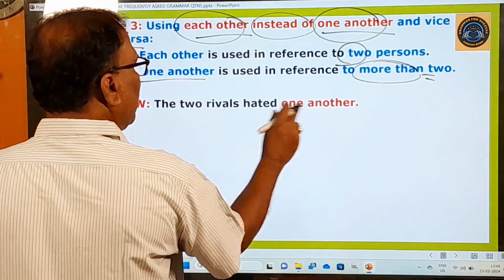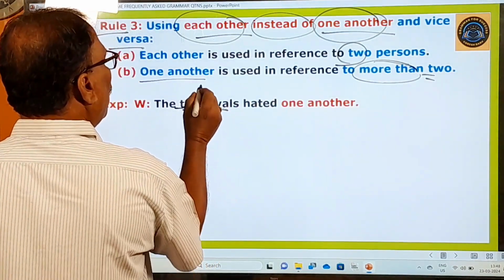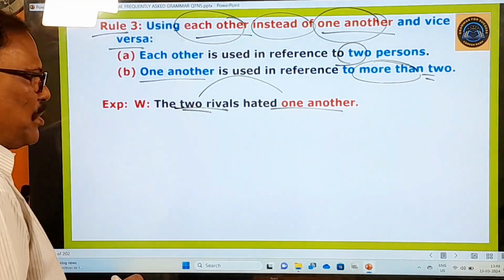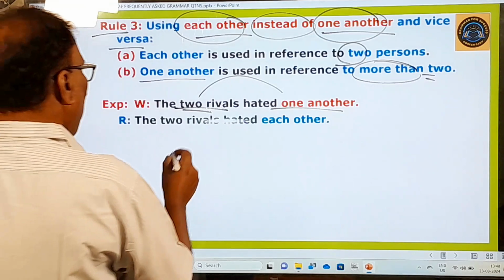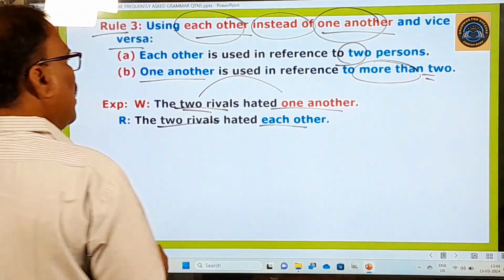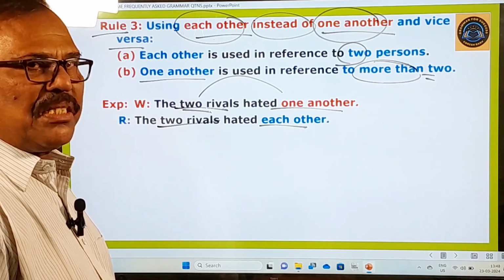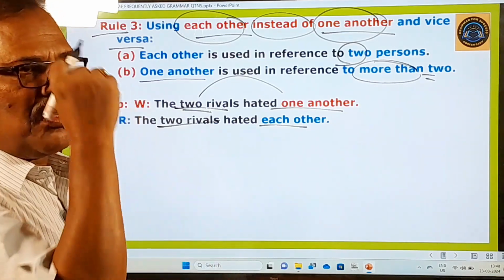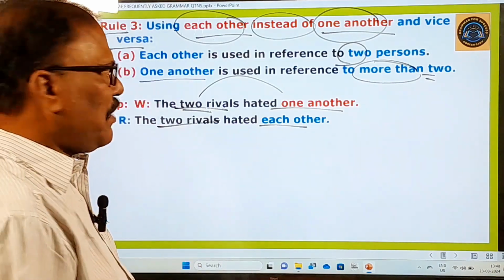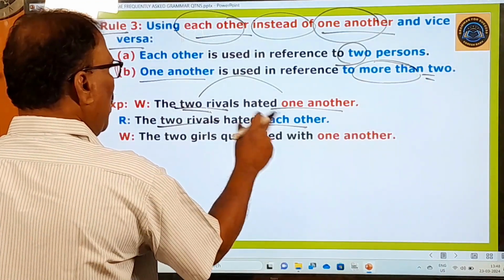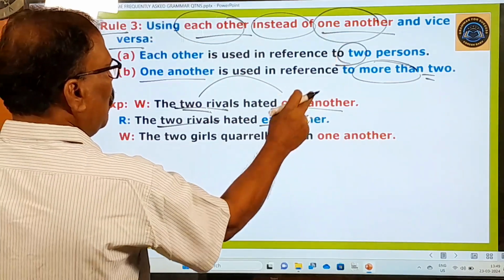The two rivals hated one another. Here the rivals are only two. Whenever there are two rivals, "one another" should not be used. We have to use only "each other." So in the examination, "one another" is given in the place of "each other," or "each other" in the place of "one another." Thus they give some mistake. You have to rectify it like that. When there are two persons or two things, you must use "each other." When there are more than two persons or things, you must use "one another."